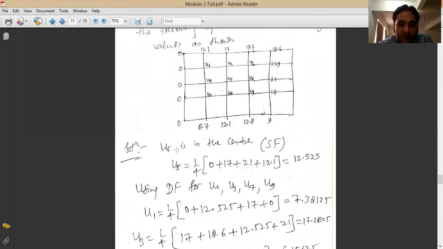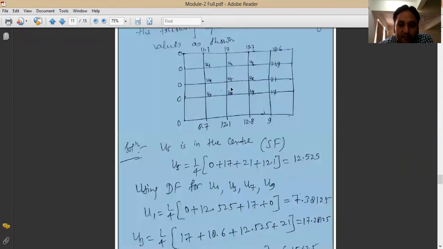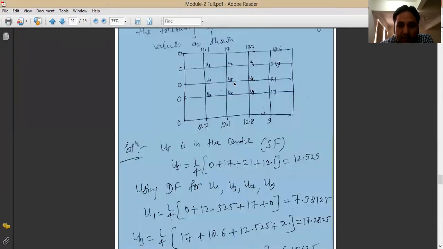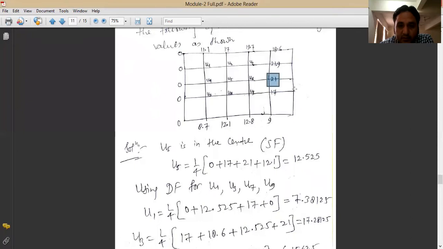So first of all, we will calculate u5 here, because this u5 is at equidistance from 17, 12.1, this 0, and this 21, like that. So all these values will be added and divided by 4. So 1 by 4 into all 4 values in the corners, not the diagonal we are considering.